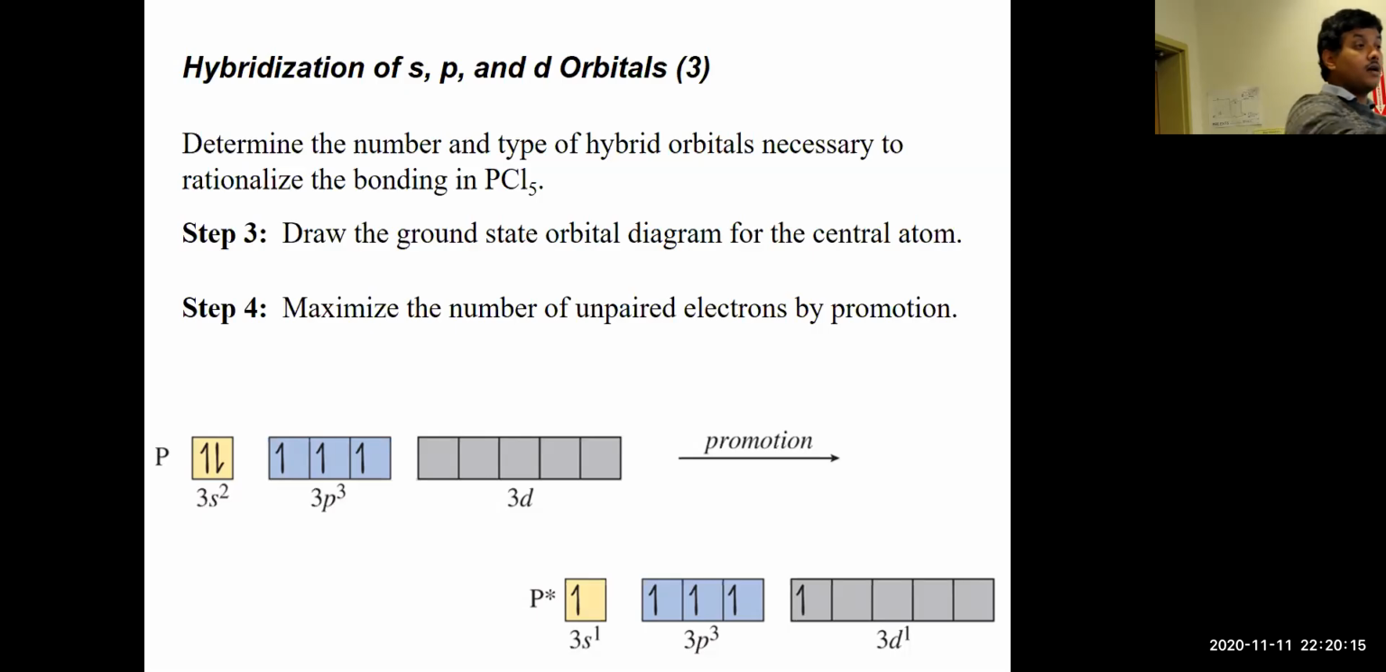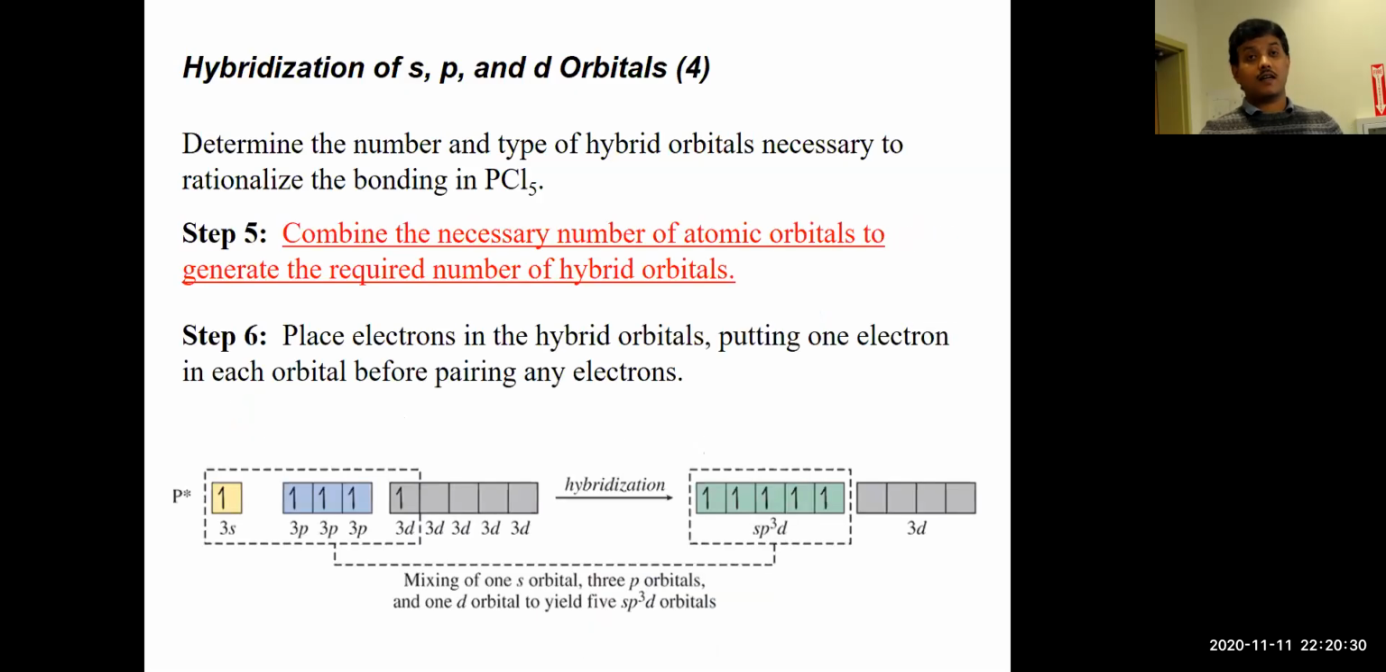So how do you do that? By sending a single electron, one single electron, to an empty orbital. So you're going to do promotion to do that. Now you have 3s1, 3p3, and 3d1 as your excited state electron configuration. But we know that it's not going to be enough to start bonding, because a 3s electron is different from 3p and it is different from 3d. But that is not the case that we expect in PCl5.